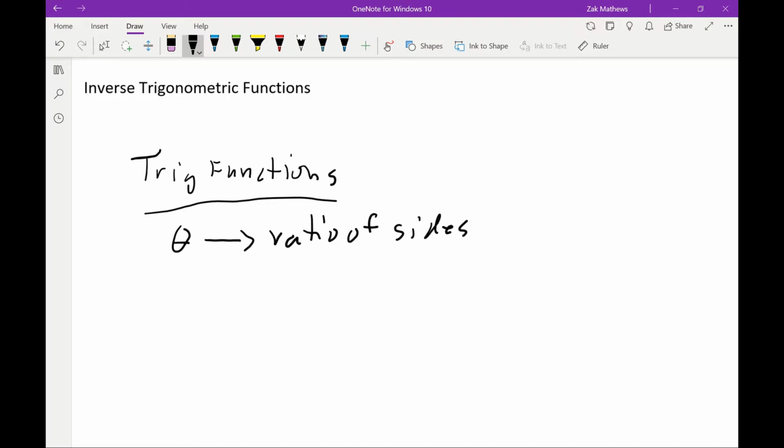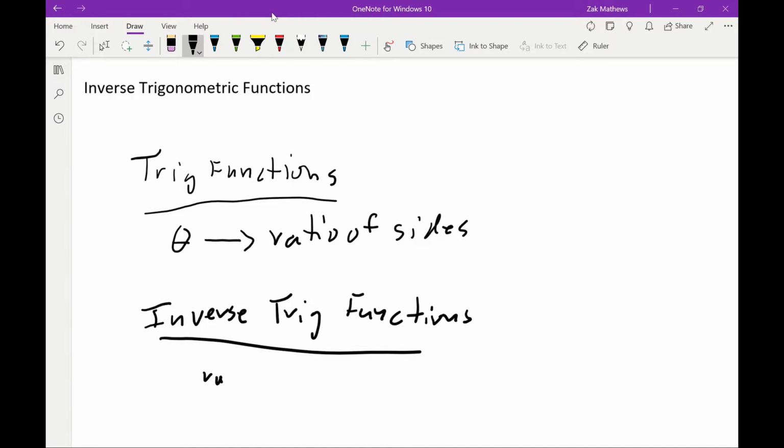But what we know about math is that everything in math has to have something to undo it. There has to be a way of undoing it. And that is where the inverse comes in. That is what an inverse does. It undoes a function. So our inverse trig functions are going to take the ratios of sides and send them back to angles. So these will take a ratio of sides back to the angle. They're undoing that original trig function.